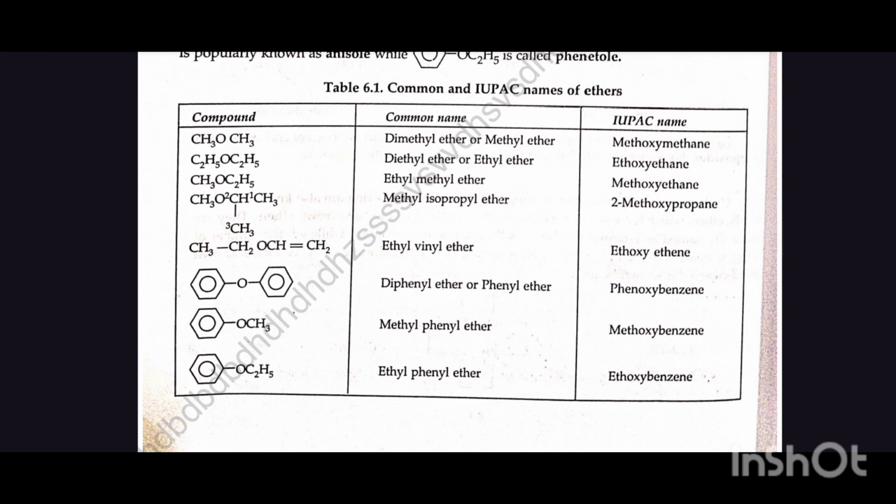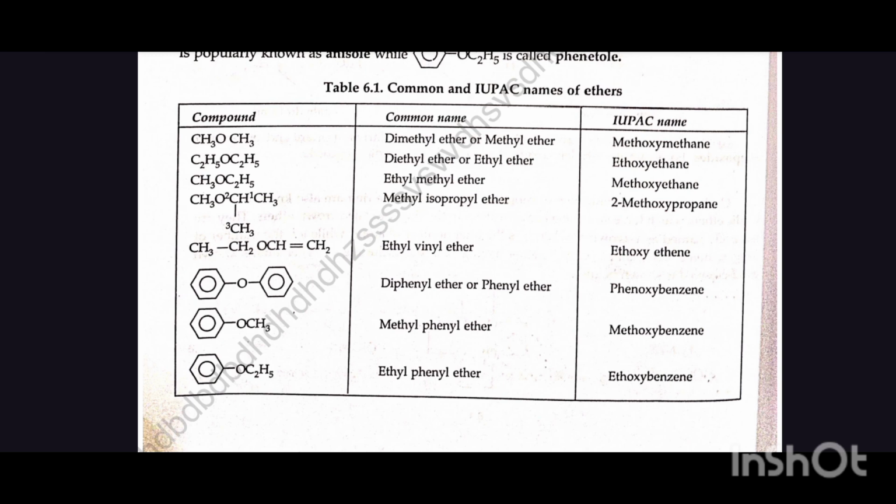Common and IUPAC names of some ethers. Compound CH3OCH3: dimethyl ether or methyl ether, methoxymethane. C2H5OC2H5: diethyl ether or ethyl ether, ethoxyethane. CH3OC2H5: ethyl methyl ether, methoxyethane. CH3OCH(CH3)2: methyl isopropyl ether, 2-methoxypropane.